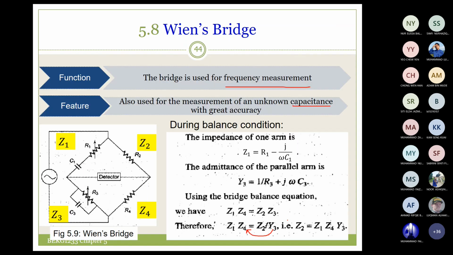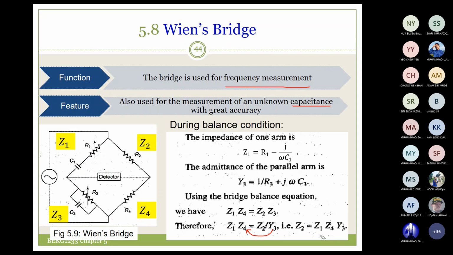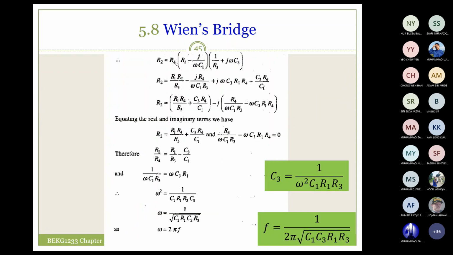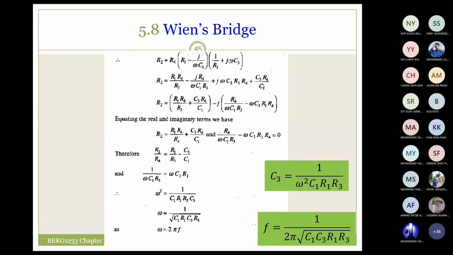Here we put the value for R1, R2, and also Z1 and Y3 inside this. Z2 is equal to Z1 Z4 Y3. Z1, Z4, Z1, and Y3 again.